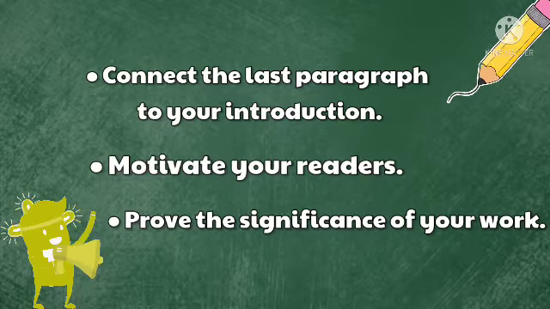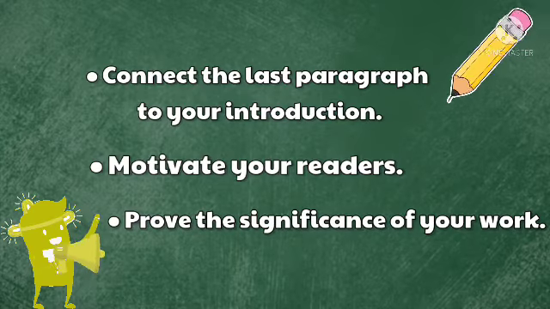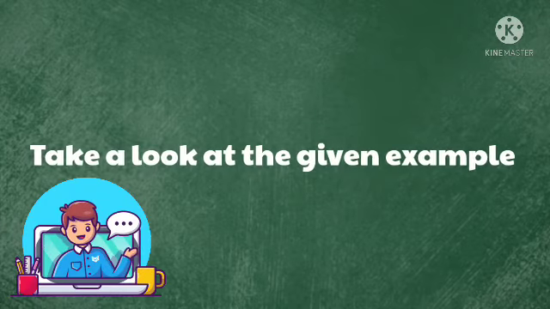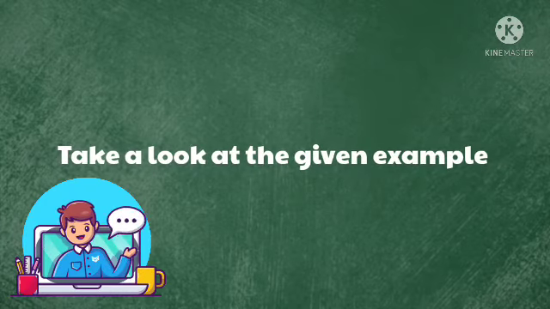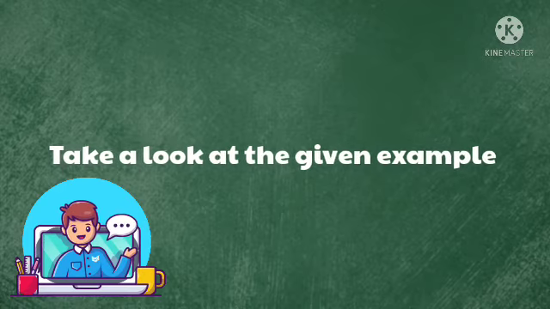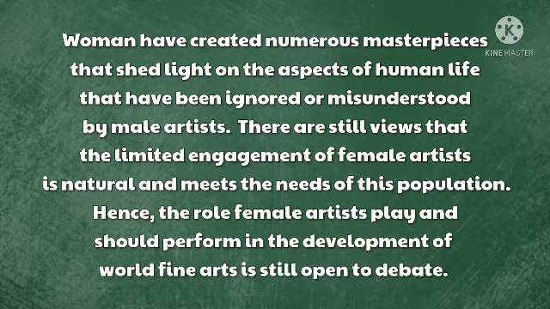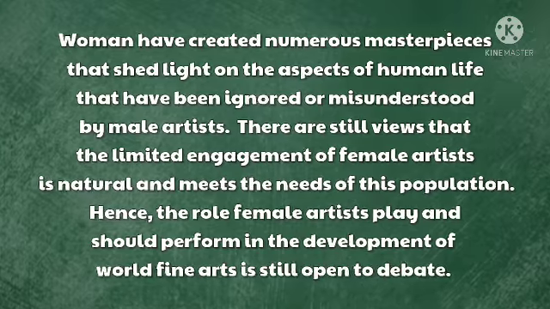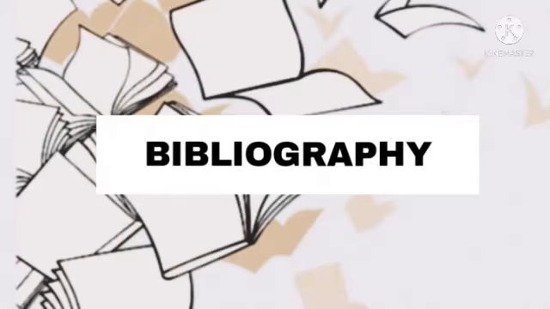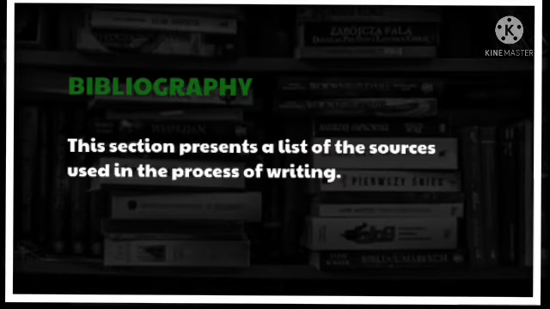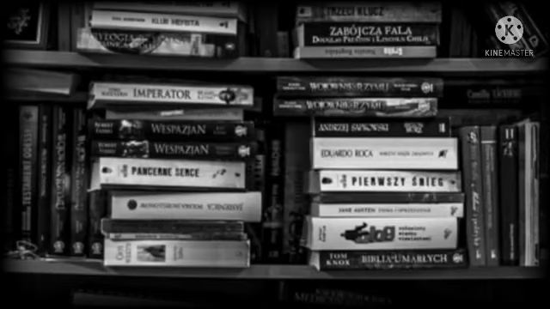Prove the significance of your work. Explain why your ideas are relevant and how they can help the readers. Take a look at our example of library research summarizing sentences to have a clear understanding of how a conclusion looks like. Bibliography presents the list of sources used in the process of writing. It proves that your work is not plagiarized and filled with reliable information.